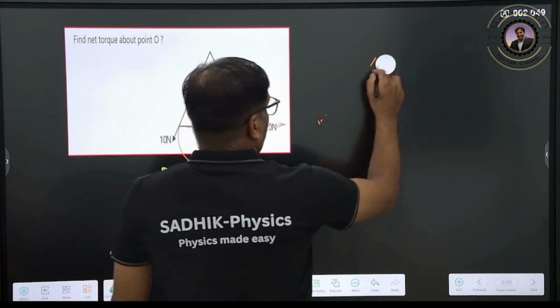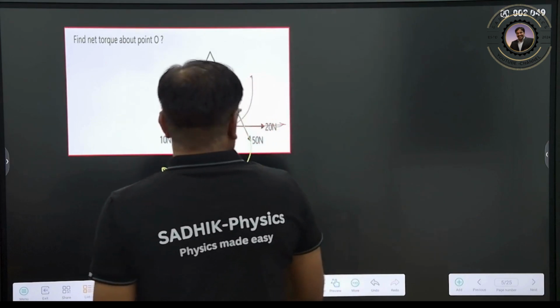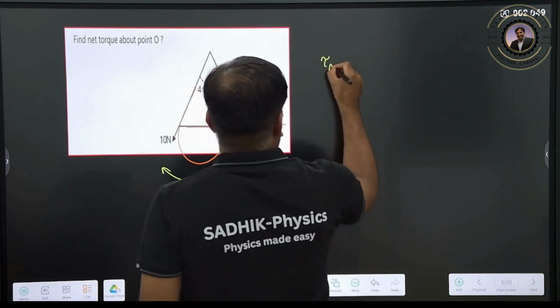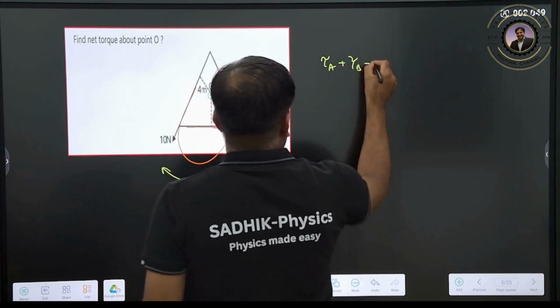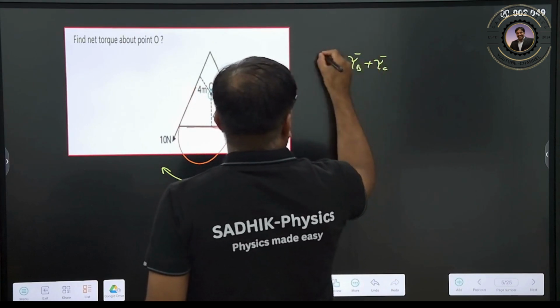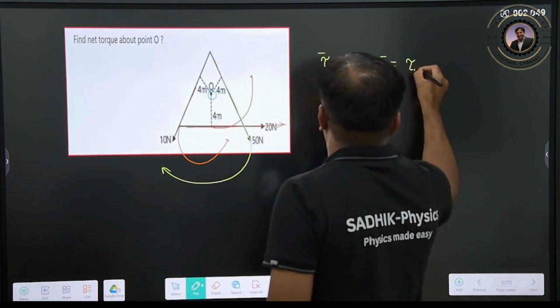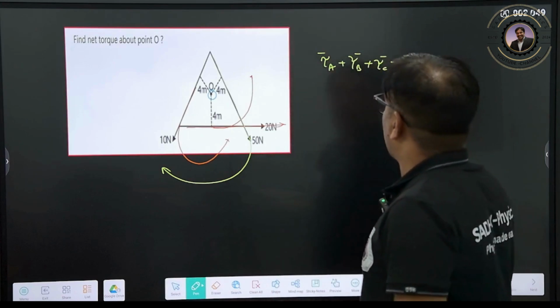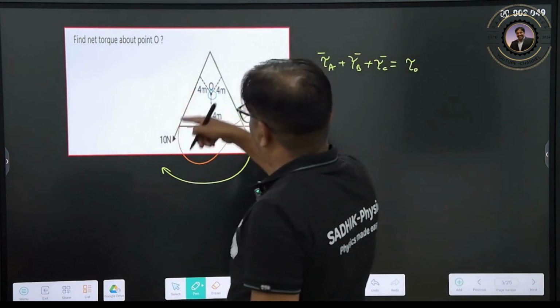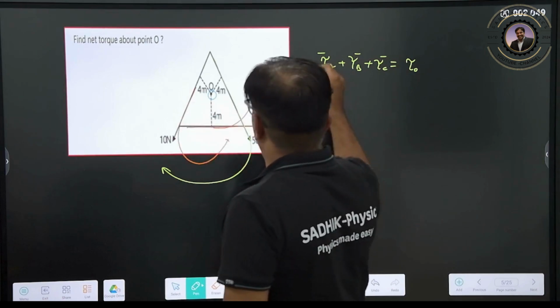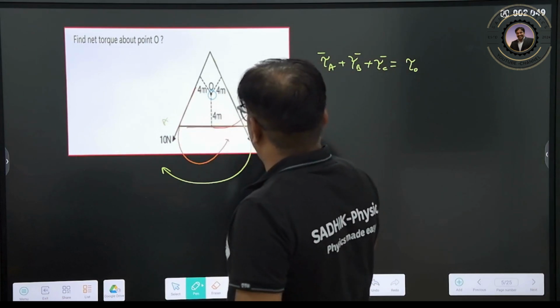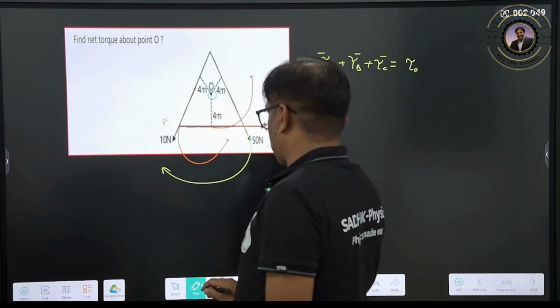So net torque, how to calculate it now? Torque due to A plus torque due to B plus torque due to C, which you have to add vectorially. Here we want to calculate the torque at O. So suppose this is 10 newtons at A, this is A, this is B and this is C.